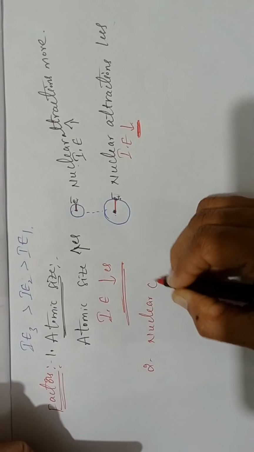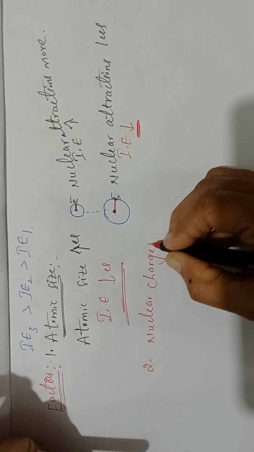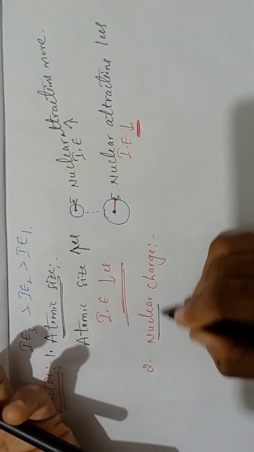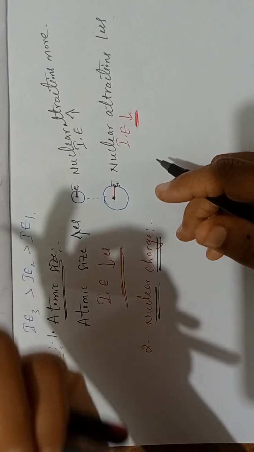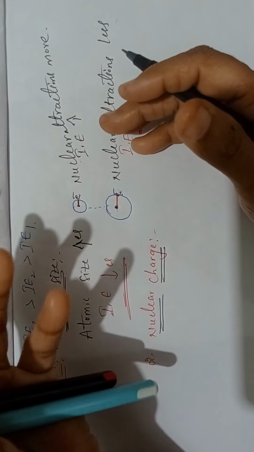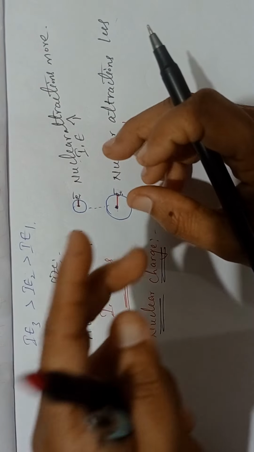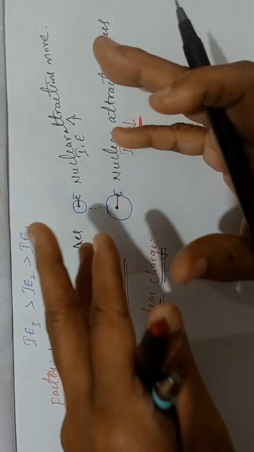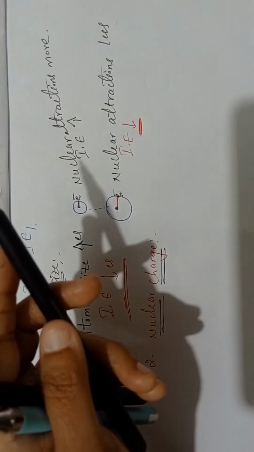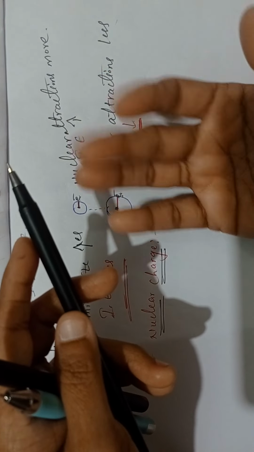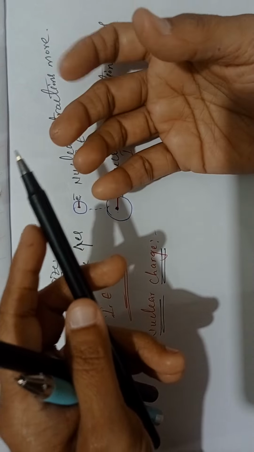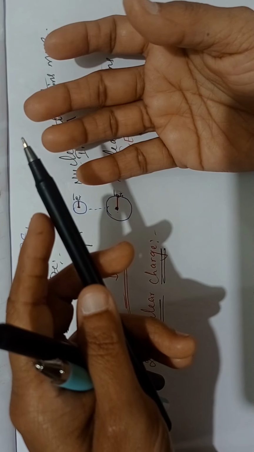Nuclear charge. Now see, students, suppose the nuclear charge is more. Nuclear charge is more means what, students? The attraction between the nucleus and the valence electron is more. Nuclear charge more means the protons number is more than the electrons number. So that's why nuclear attractions are strong on the valence electron.